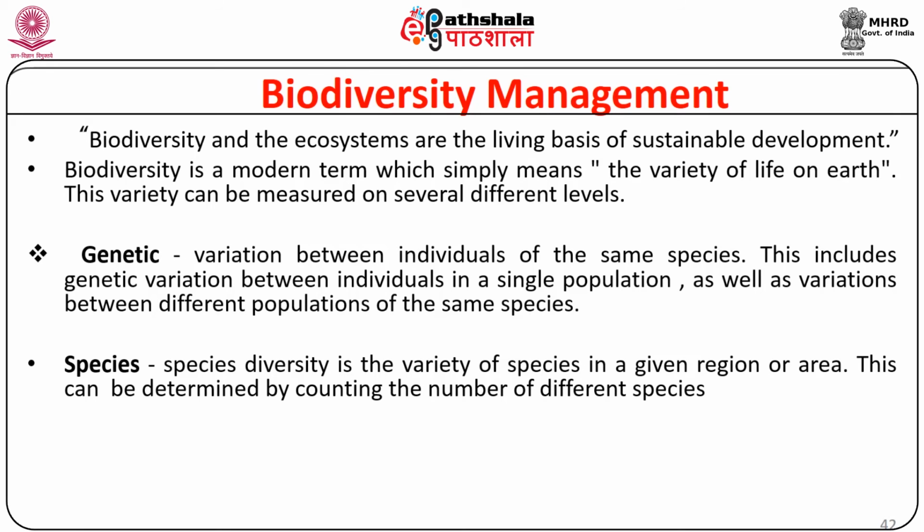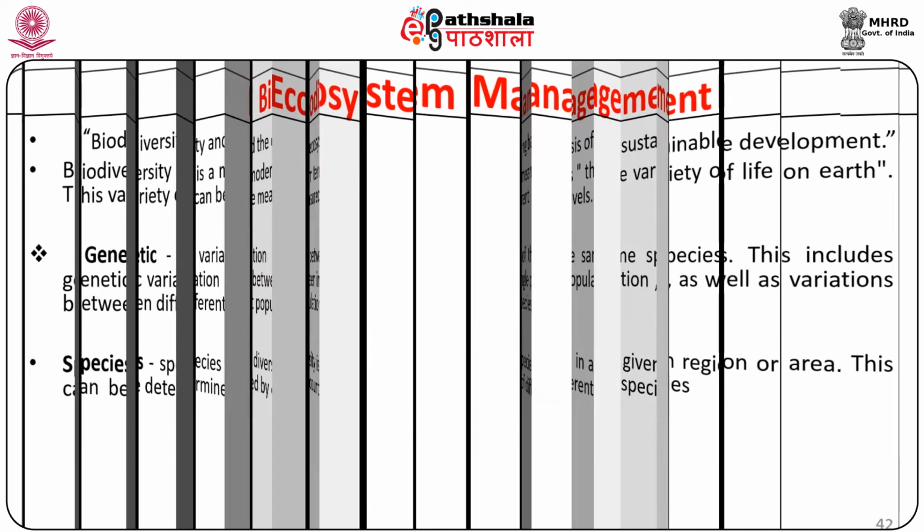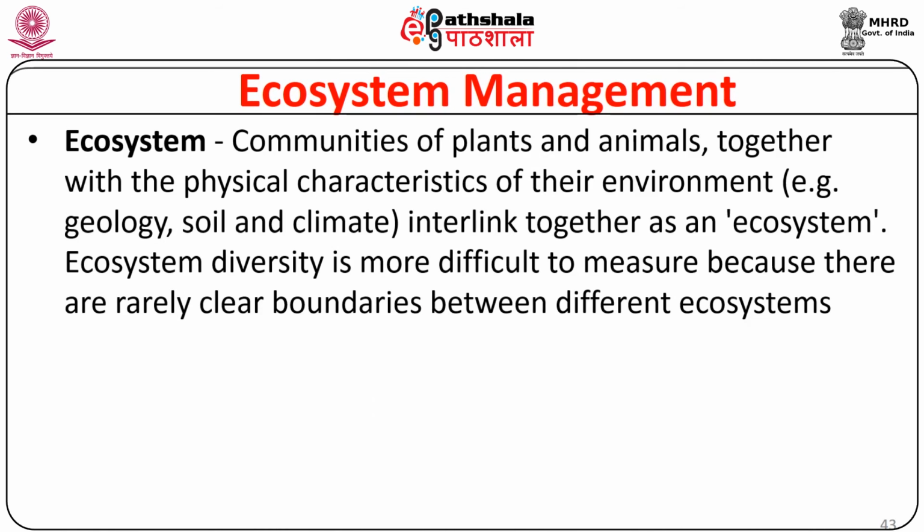Species diversity is the variety of species in a given region or area. This can be measured by counting the number of different species. Ecosystem management. Communities of plants and animals together with the physical characteristics of their environment, geology, soil and climate, interlink together as an ecosystem. Ecosystem diversity is the most difficult to measure because there are rarely clear boundaries between different ecosystems.